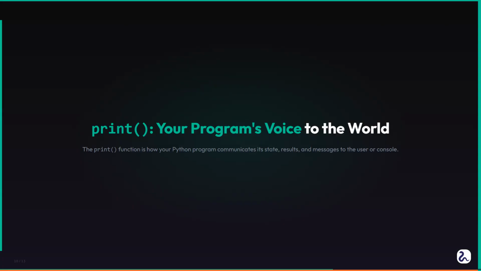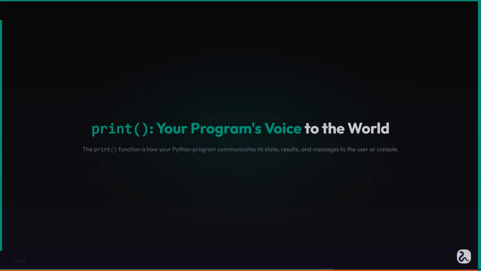Finally, let us talk about the print function. This is your program's voice to the outside world, how it communicates with you. You have probably used it already, but there are some powerful arguments you might not be aware of. The built-in print function outputs text to the console, and it accepts multiple arguments. By default, print separates multiple arguments with a single space, and it adds a newline character at the end of the output. This behavior is customizable using the sep and end arguments. Under the hood, print writes to sys.stdout, which is the standard output stream, and you can even redirect it if you need to capture output to a file or another stream.